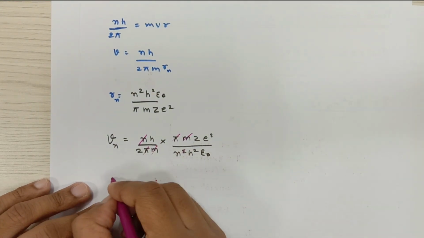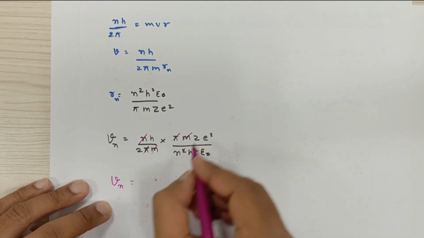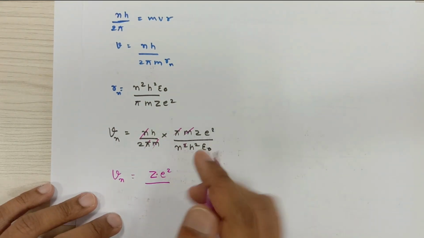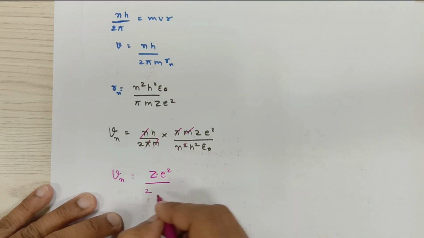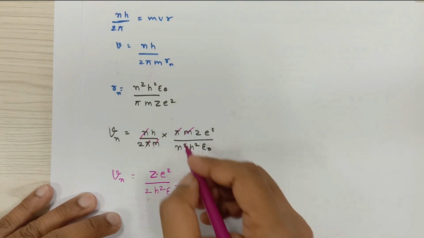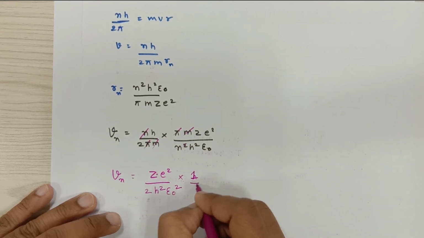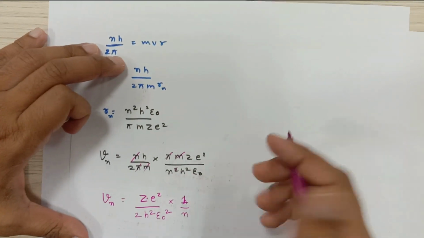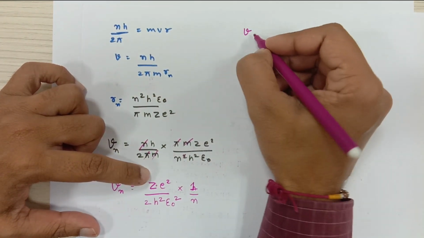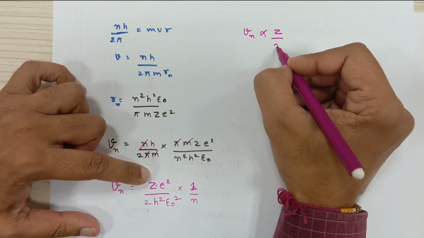So let me write down the final expression for the electron's velocity in the nth orbit. That is equal to z e square upon 2 h epsilon 0 times 1 upon n. As you can see, everything else is constant, so we can say that the velocity of the electron in the nth orbit is proportional to z upon n.